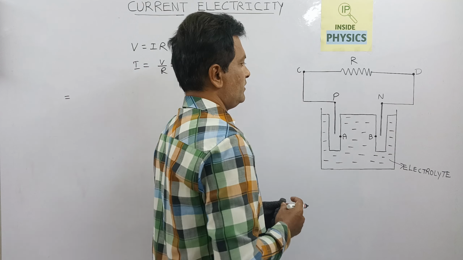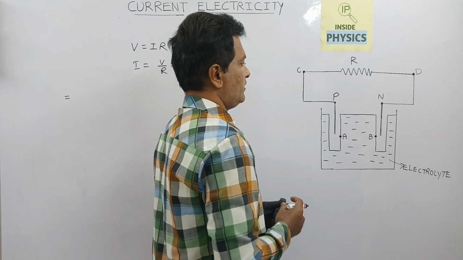Because of the exchange of charges, the electrodes develop some potential. We can write the potential of electrode P as V plus, and the negative electrode develops a negative potential, which we mark as minus V minus.